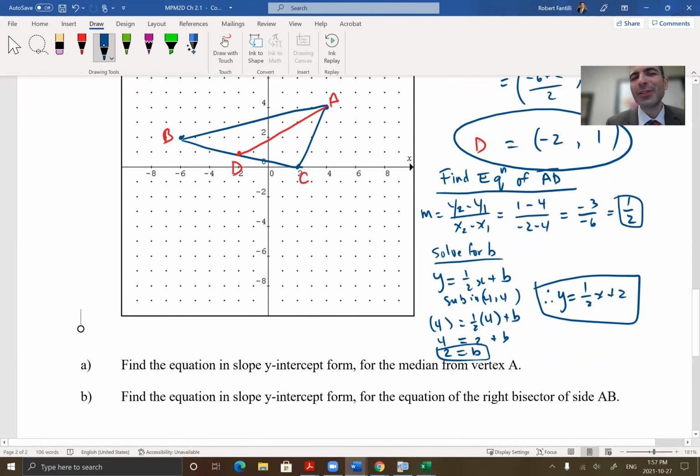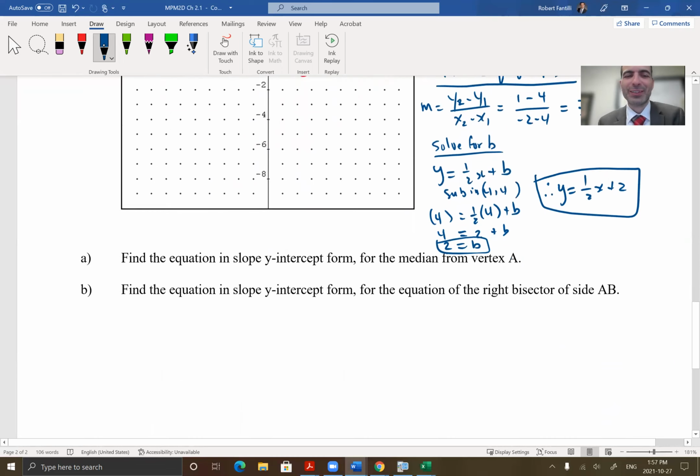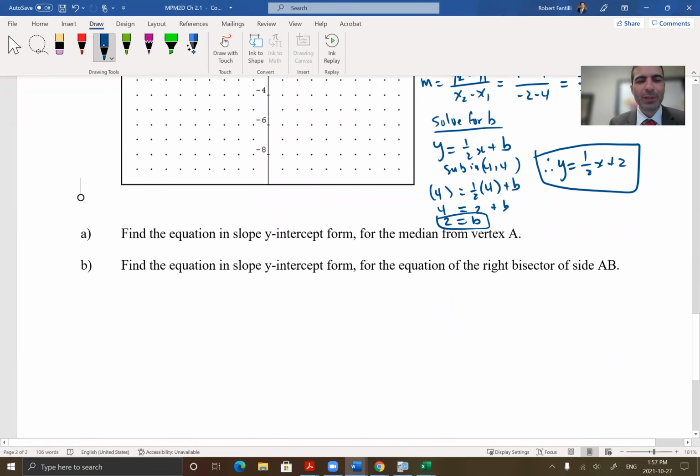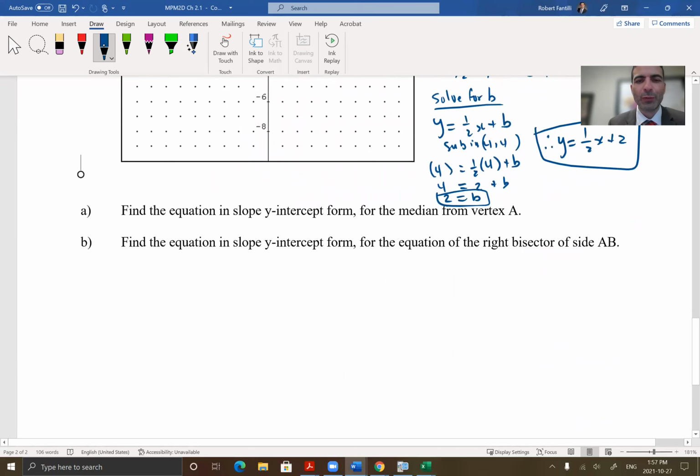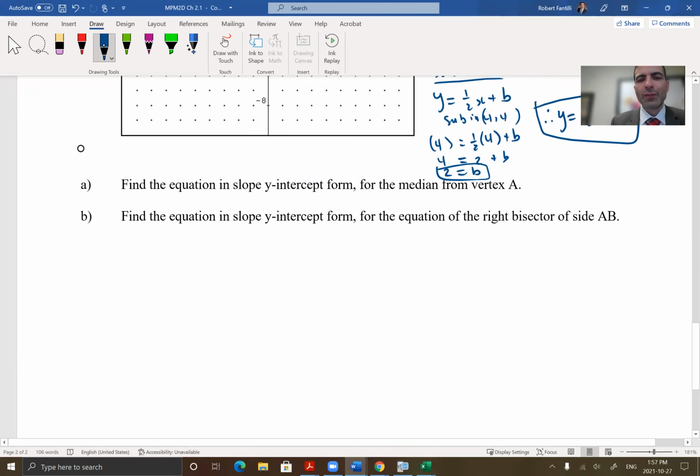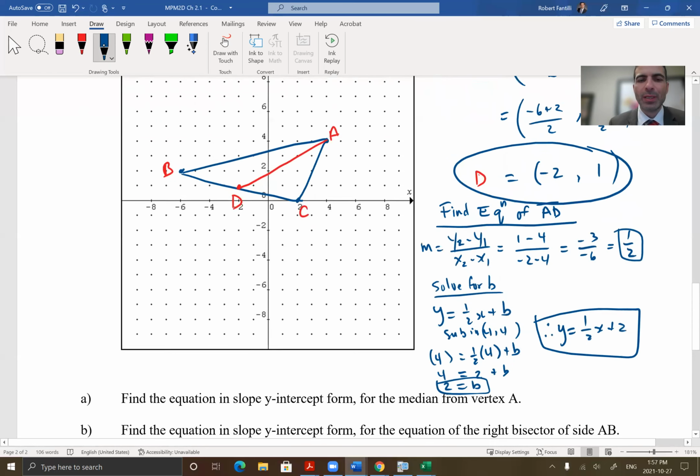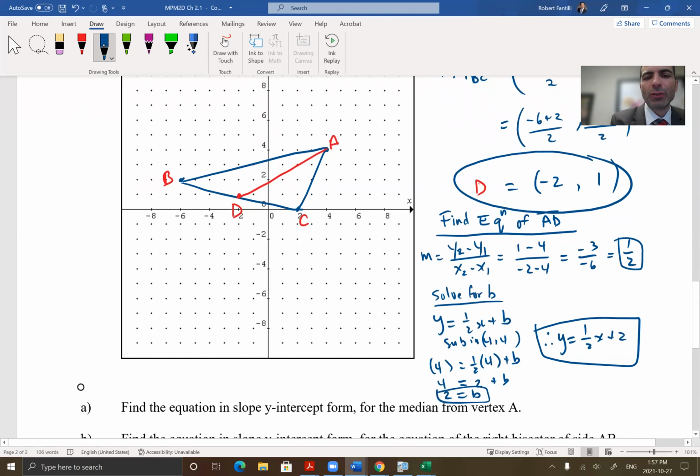This is done a little bit neater, actually a lot neater, on EDSB. If you look in our classroom library in the folder for completed handouts. It says find the equation in slope y-intercept form for the equation of the right bisector of side AB. So the right bisector. So I'm going to erase this part here for now. And I want to find the right bisector of AB.